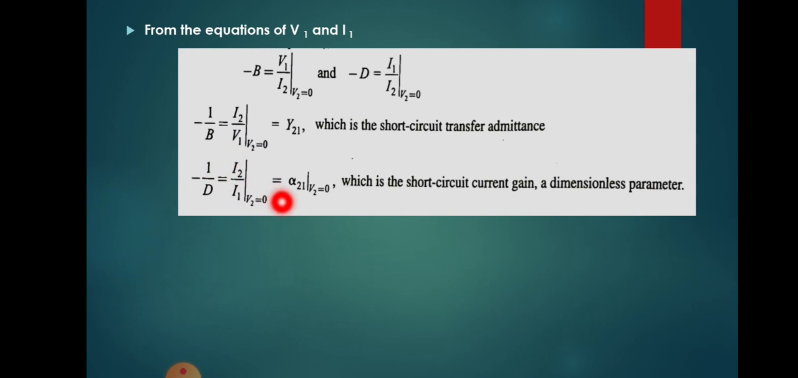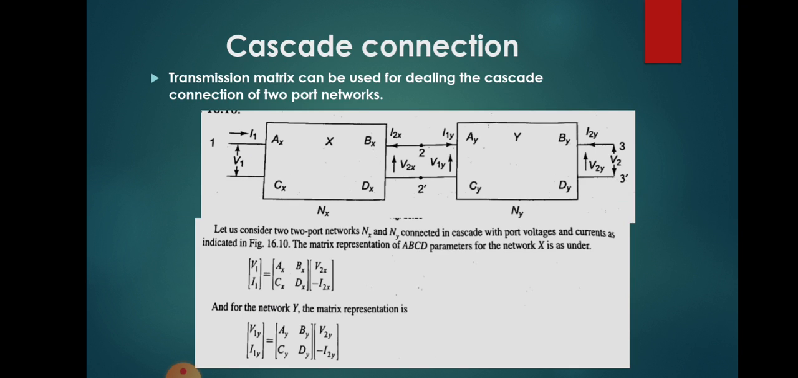Okay. So now we have different parameters, 1 by A, 1 by B, 1 by C, 1 by D. So these represent different parameters, and the inverse of these, that is A, B, C, D, are called transmission parameters. And here you can see that 1 by B represents Y21, that is a short circuit transfer admittance, and 1 by D is represented by alpha 21, which represents a short circuit current gain. So next, let us see what will happen to these transmission parameters when we are cascading two different two-port networks.